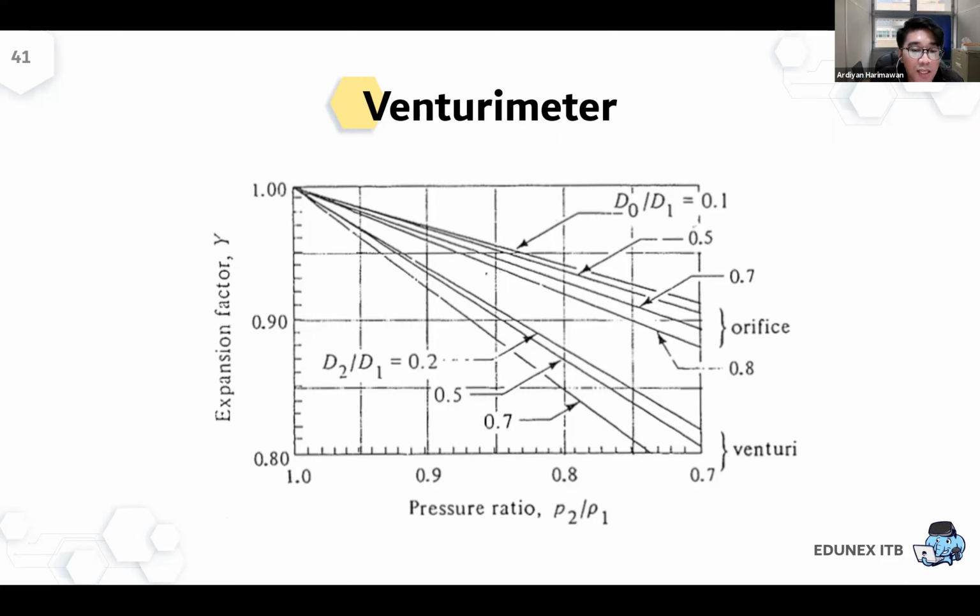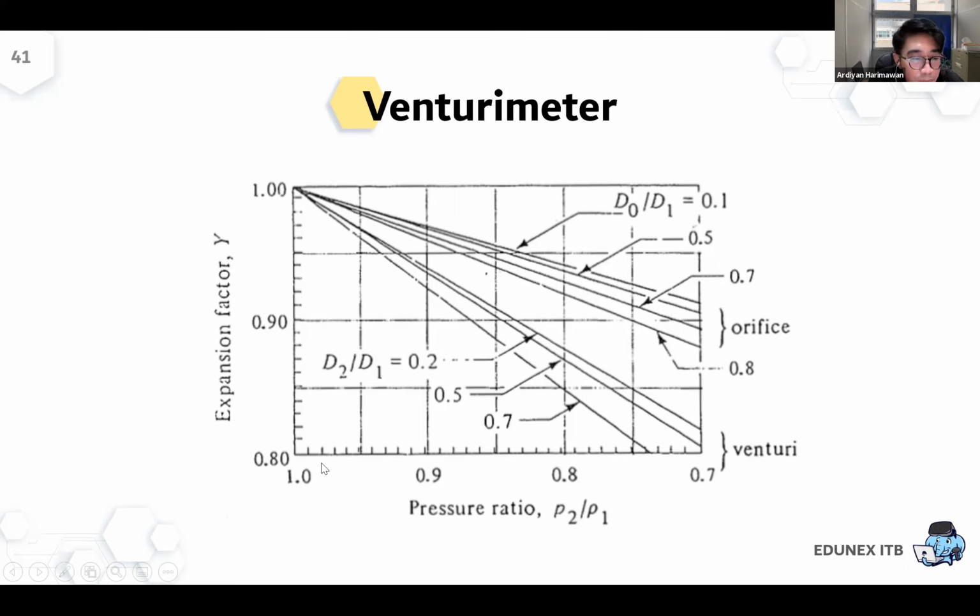Okay, so in this graph, basically you can get the Y factor, the expansion factor, by knowing the diameter ratio, the smaller divided by the bigger diameters. This is for venturi, and the bigger one is for orifice. Then you can calculate the Y factor by calculating first the pressure ratio. The pressure ratio is the ratio between the outlet and inlet pressure.